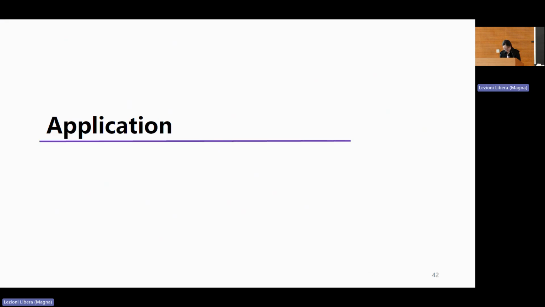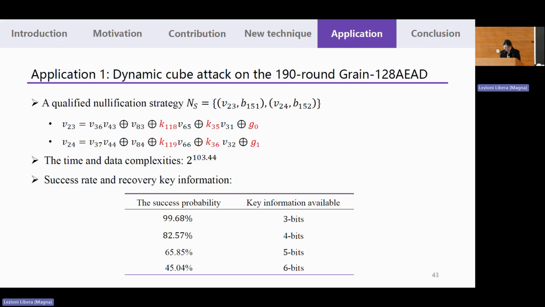Based on the above methods, we implemented the dynamic cube attack on 190-round Grain-128 AEAD. In our attack, we identified the nullification strategy by employing an automated search algorithm. It only nullifies two internal state bits by guessing 6 key bits. As a result, our attack provides 3 bits of key information with a complexity of 2^103.44 and a theoretical estimated success probability of 99.68%.